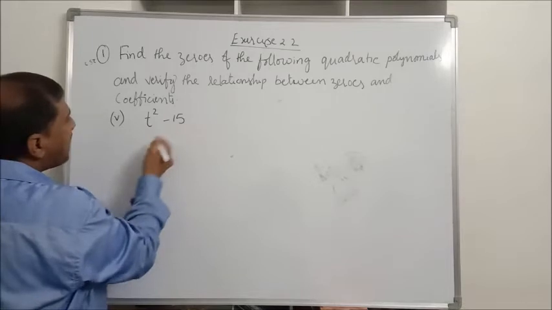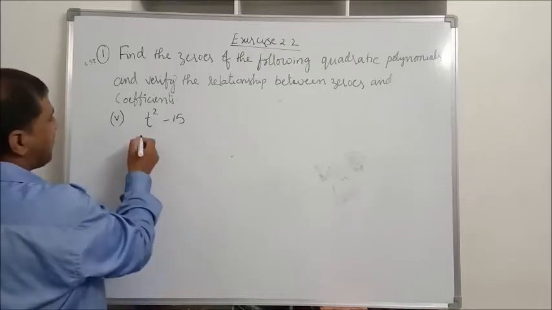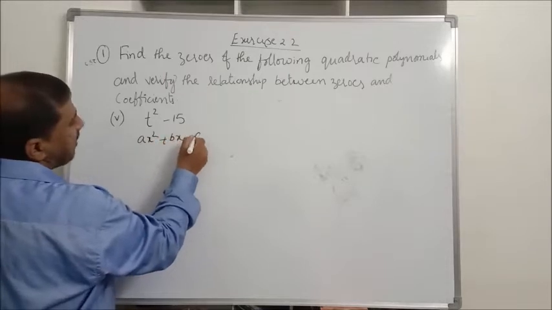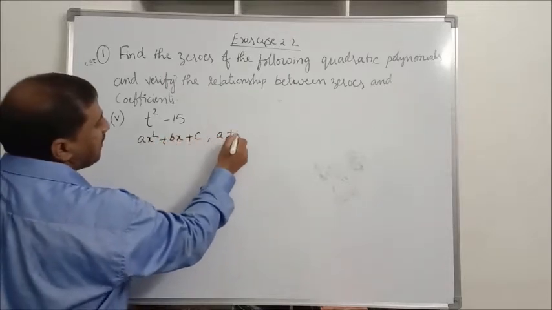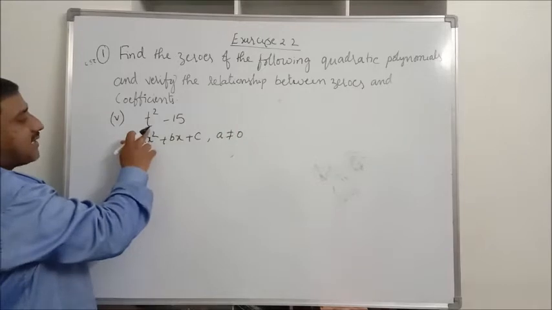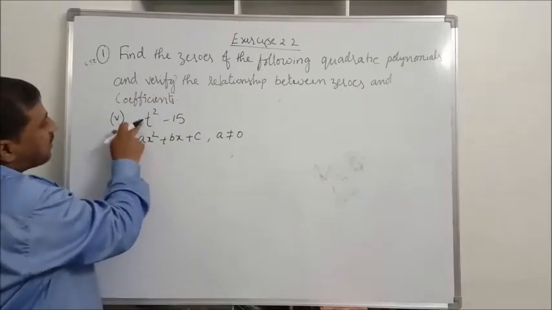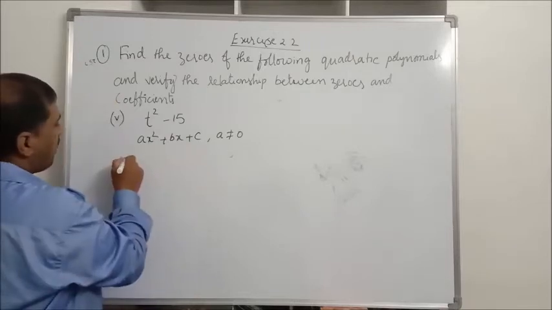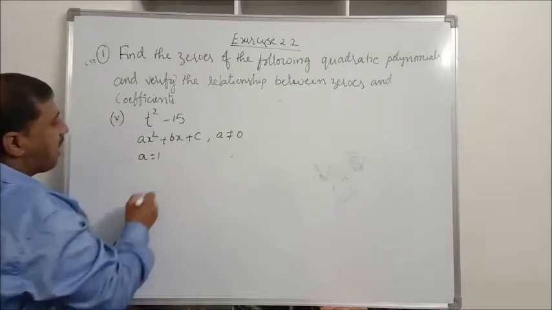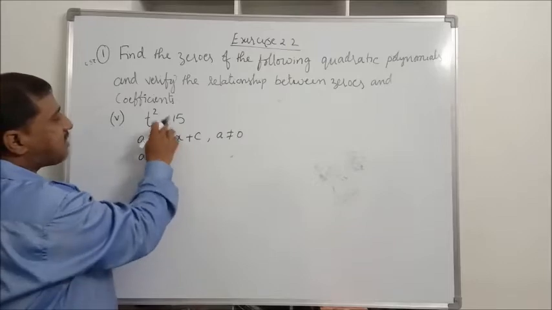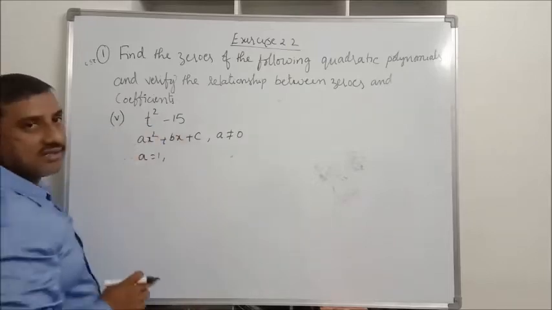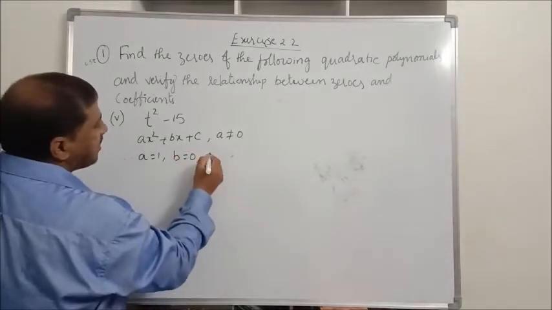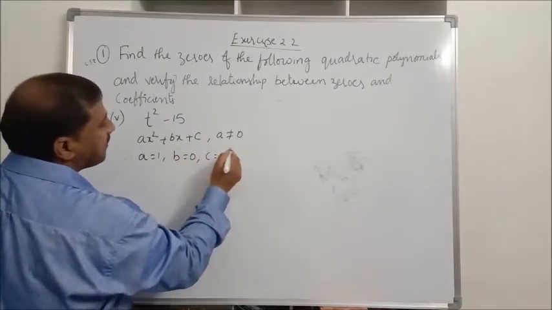So when we compare this with the general form of the quadratic polynomial, ax square plus bx plus c, here x is nothing but t. What is the coefficient of t square? There is no visible coefficient, so it is 1. Therefore a equals 1. The bx term is not there, and we directly have the constant. Therefore b equals 0, and the constant term c equals minus 15.